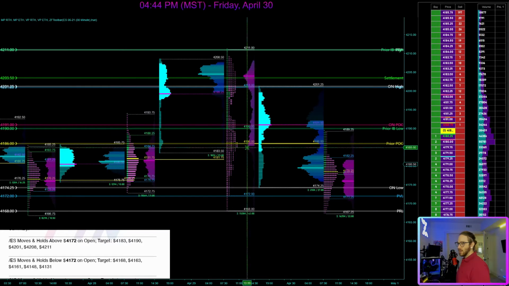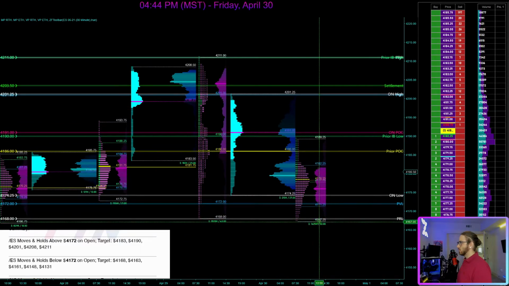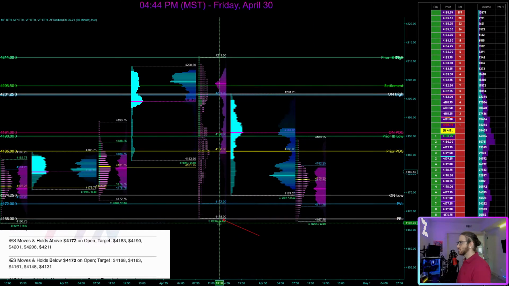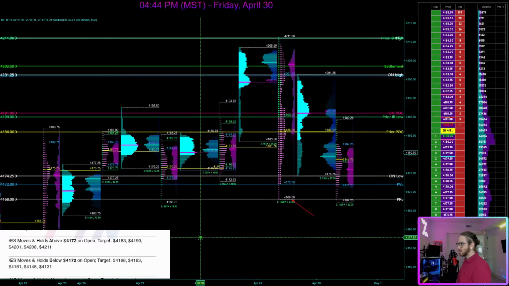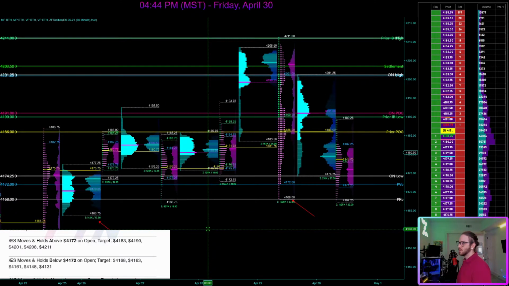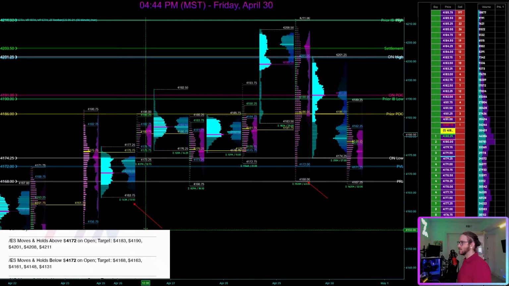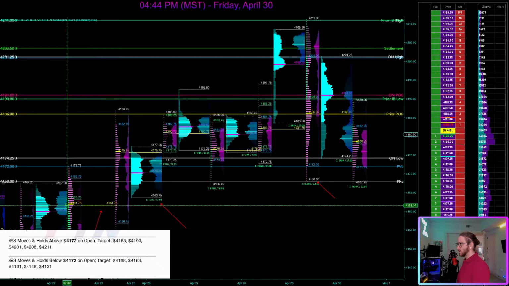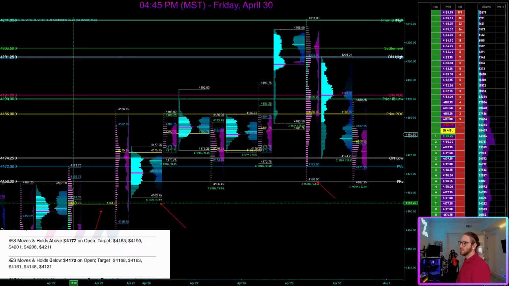With that said, the downside targets that I was interested in were the 41.68 level first and foremost, the 41.63 level right here. This was the overnight low of 25th into 26th session. The next one was 41.61. You can see that here. This was the point of control from the April 22nd session.